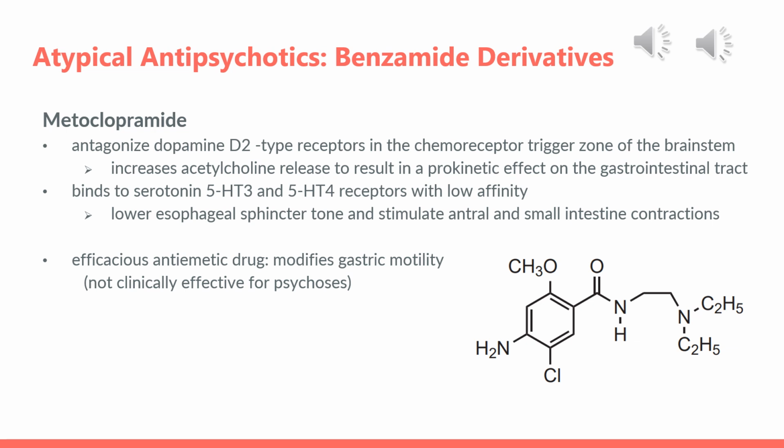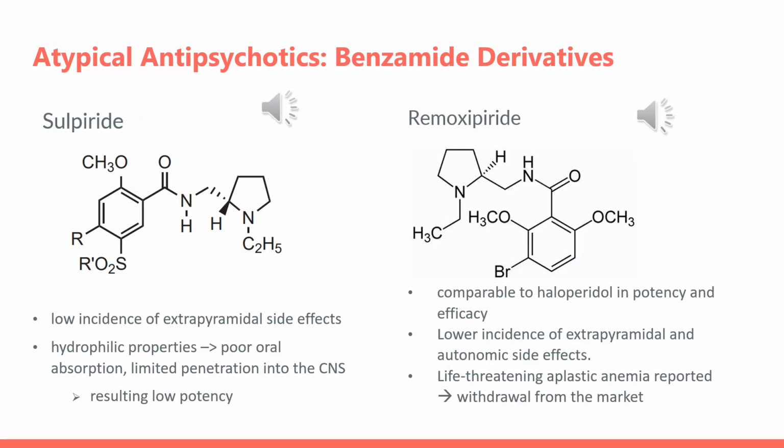It also binds to serotonin 5-HT3 and 5-HT4 receptors with low affinity, which accounts for its effects to lower esophageal sphincter tone and stimulate antral and small intestine contractions, making it useful to treat esophageal reflux disease and to promote gastric emptying. Metoclopramide is an efficacious antiemetic drug that modifies gastric motility, but it's not clinically effective for psychosis.